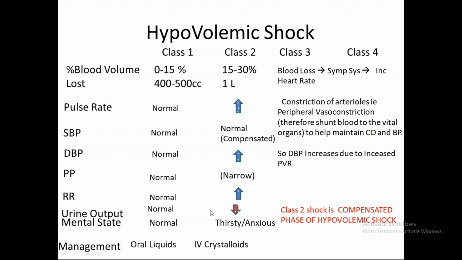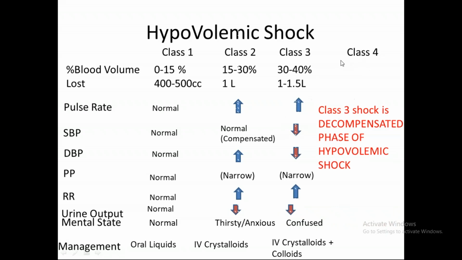Respiratory rate would increase, urine output would start decreasing due to decreased perfusion to the kidneys. Mental state, the patient will be thirsty and anxious, and the management will be giving IV crystalloids like normal saline or ringer lactate. So class 2 shock is a compensated phase of hypovolemic shock. Why? Because the systolic blood pressure is normal. The only change we see is an increased pulse rate.